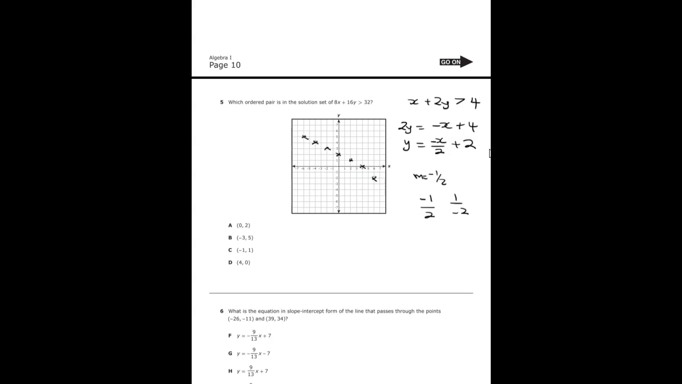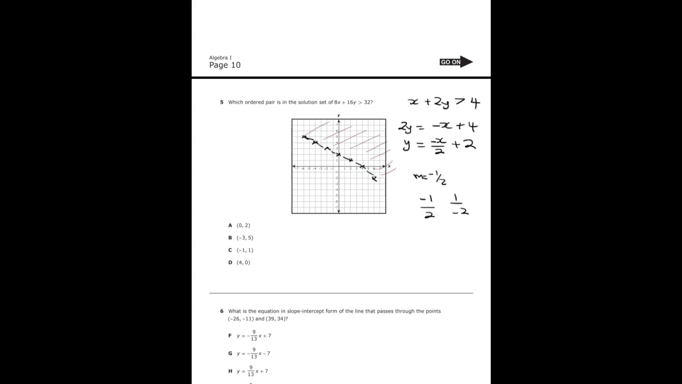So something that looks like this, and because it's greater than, you are going to have a broken line. It's not going to be a straight line because it's not equal to. The region that satisfies that is going to be the region above the line. So let's use a different color here just to indicate that region up here. Now the question is asking which ordered pair is in the solution set. So it's pretty much asking you which of these points is above the line.